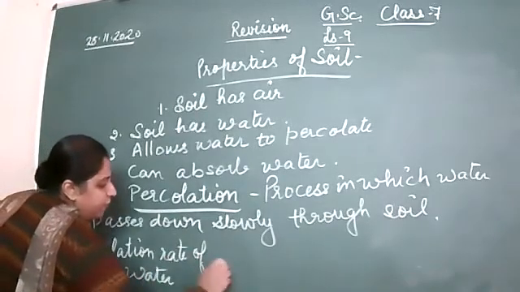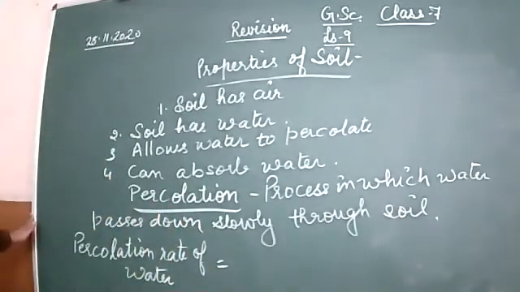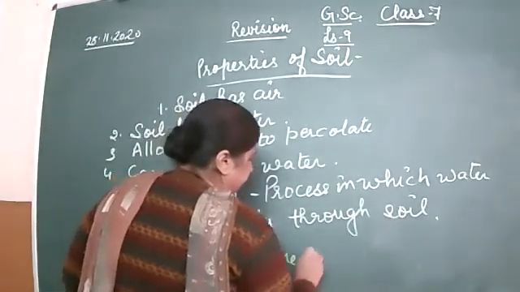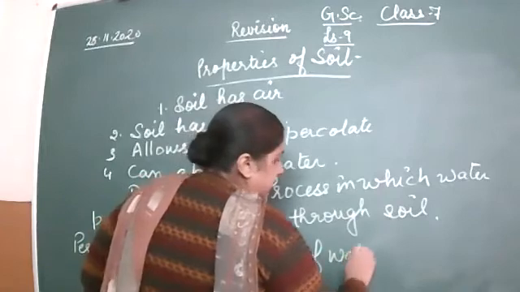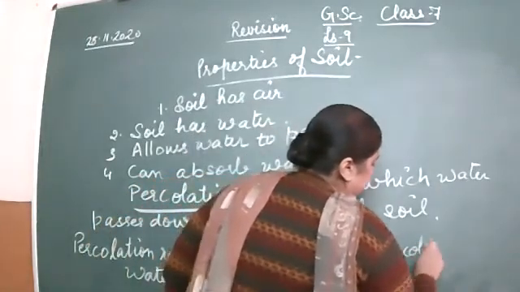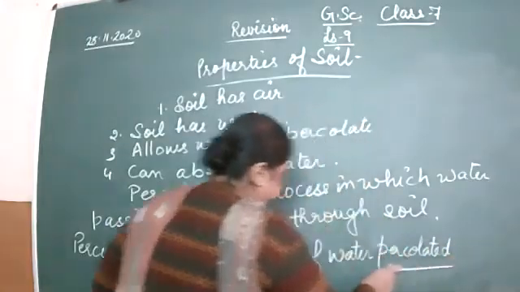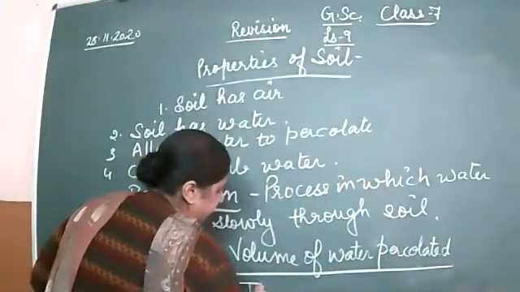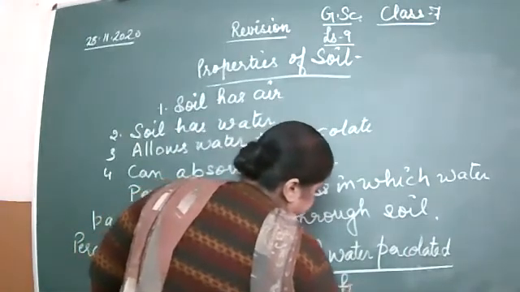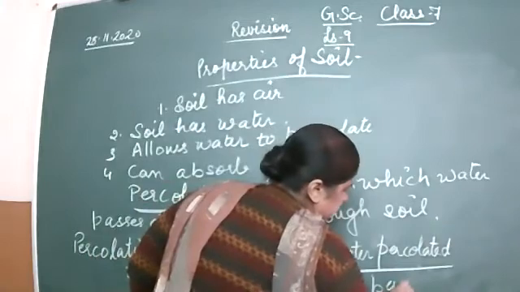Percolation rate of water is equal to volume of water percolated over time taken for percolation, right? Please note down the formula. It is very important when a numerical is asked.